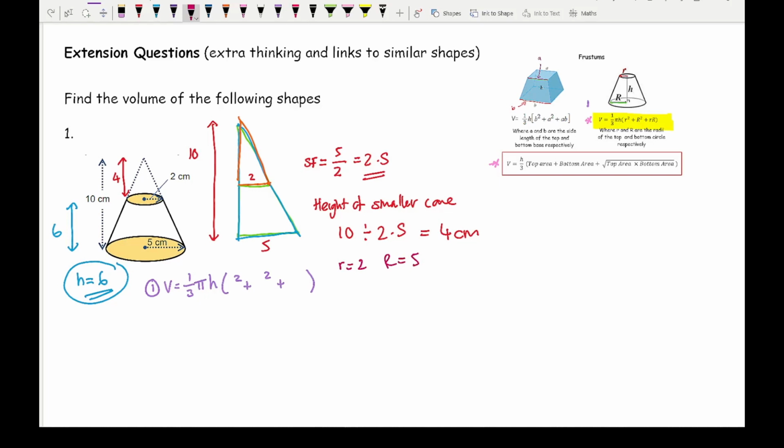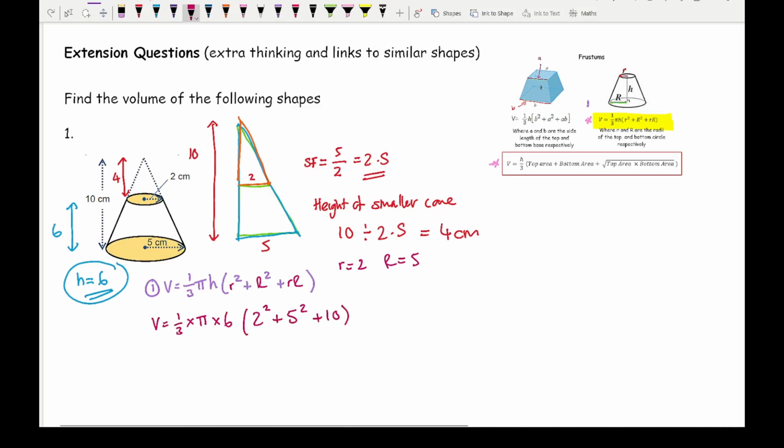So then substituting those numbers in, let me just write that again. Here we've got V equals 1/3 times pi times h, which is 6, multiplied by 2 squared plus 5 squared plus 2 times 5, which is 10. Then it's just a case of simplifying.